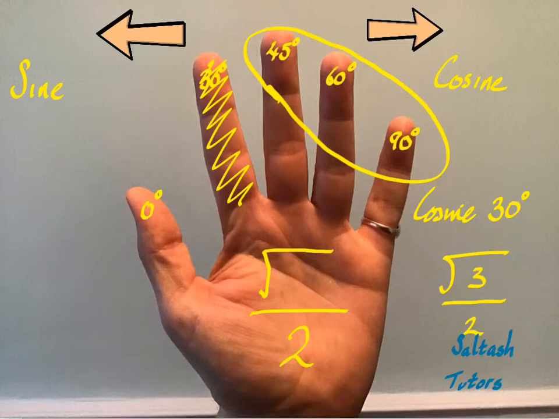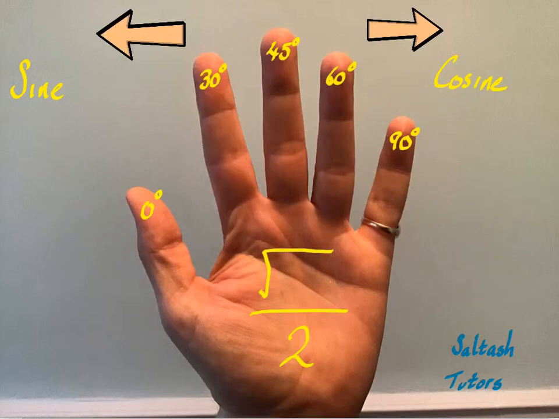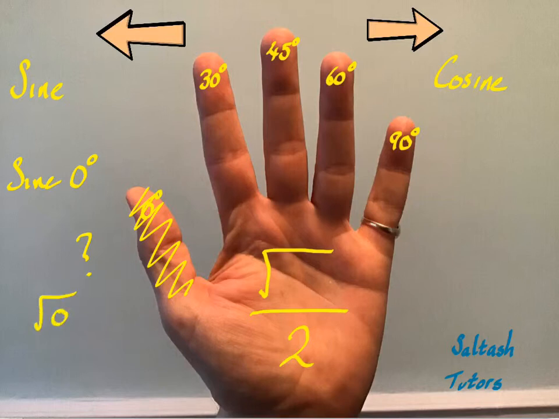A few more examples. Let's look at the sine of 0 degrees. That's the finger I don't want. How many fingers have I got to the left of my thumb now? The answer is I haven't got any. So the answer to sine of 0 degrees is the square root of nothing divided by 2. Well, the square root of nothing is nothing, and nothing divided by 2 is nothing. So the sine of 0 is 0.